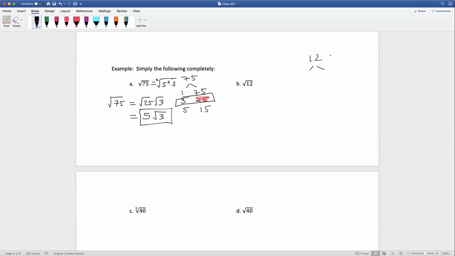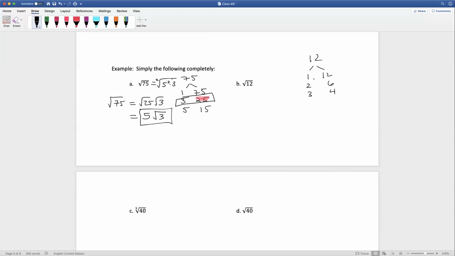So let's think of all the factors of 12, and then let's ask ourselves, because we're taking the square root, if there's any perfect square factors of it. So we have 1 and 12. We have 2 and 6. We have 3 and 4, and then we're done. We don't have any other factors of 12. Are any of these factor pairs perfect squares?